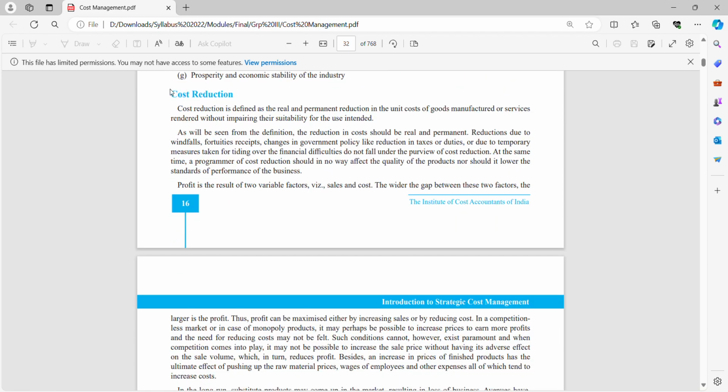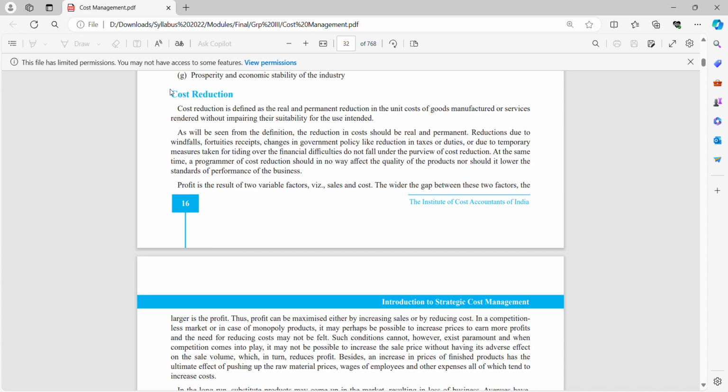Then we have cost reduction. Cost reduction is defined as a real and permanent reduction in the unit cost of goods manufactured or services rendered without impairing their suitability for the use intended. As will be seen from the definition, the reduction in cost should be real and permanent. So we have cost reduction. What is cost reduction? Suppose we are already working at 10 rupees per unit. I need to bring it down to 9.5, 9.8, 9.7.